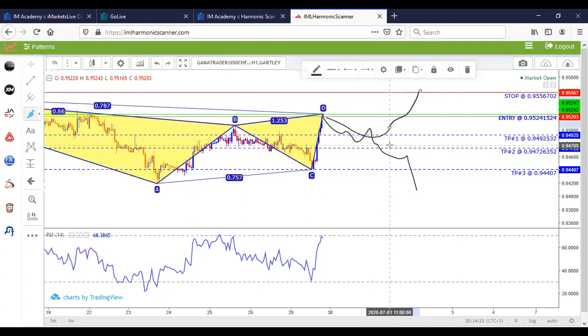Now, if you want more pips, then you need to be patient also. You need to be tolerant to the market, because this market may come this way, hit this TP, go up, come down, hit TP2, but that may take more time. So that's why you must decide, are you willing to be in a trade for a shorter period of time?